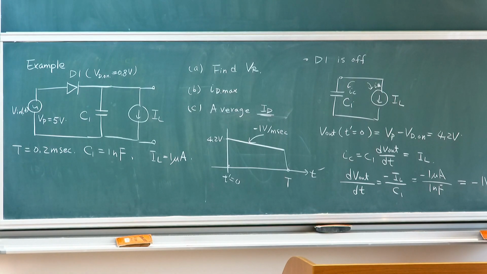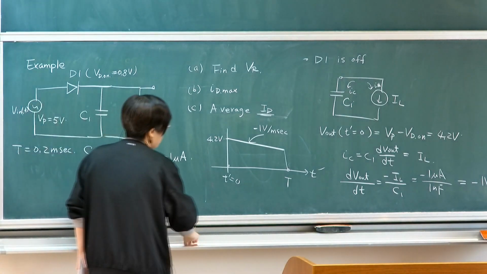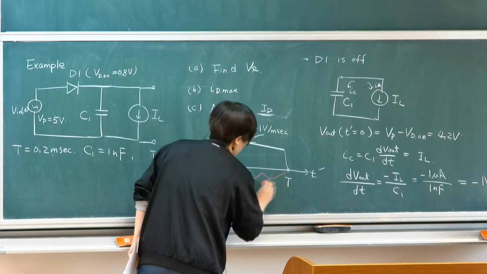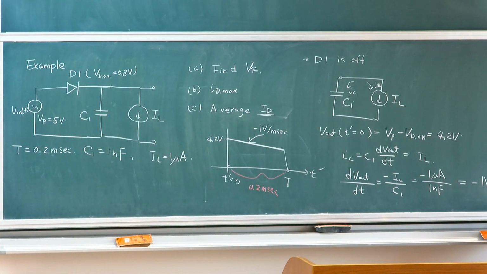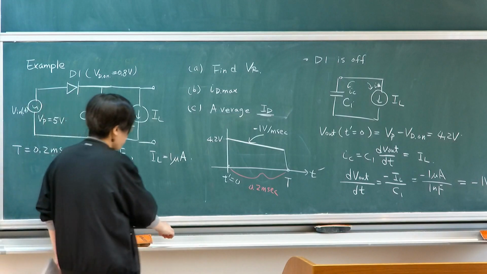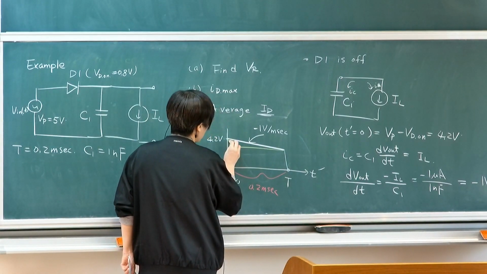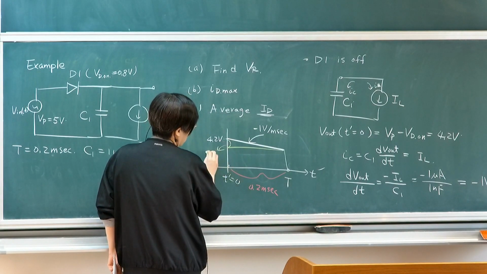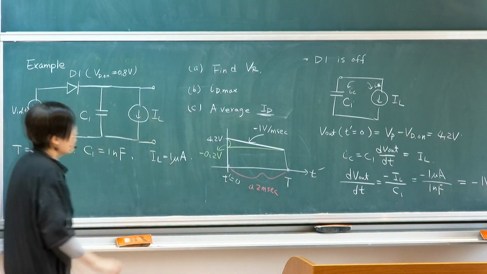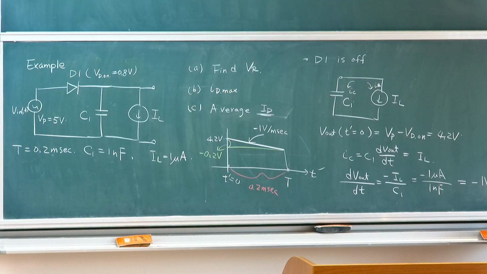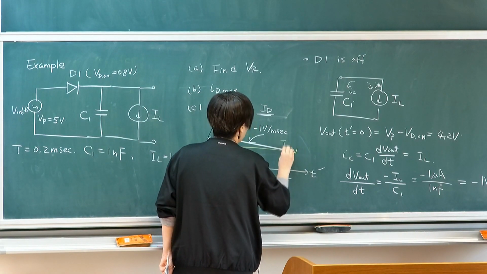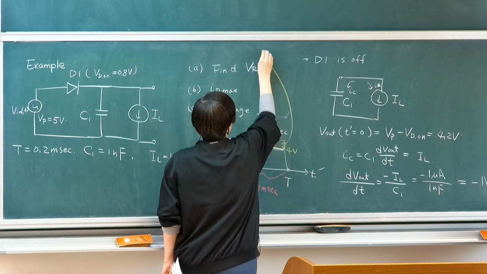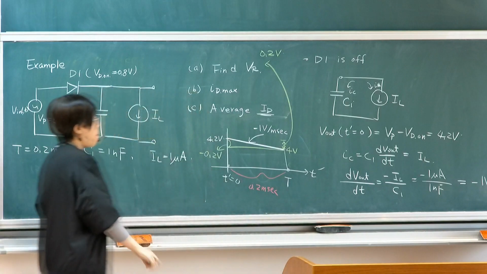So what's our cycle? Our cycle is 0.2 millisecond. So how much does it drop? You just multiply them. For a full cycle, I already know the slope and I already know the period, so it's simply minus 0.2 volt. Did I get that right? It means it will drop from 4.2 to 4. Your ripple voltage is about 0.2 volt.